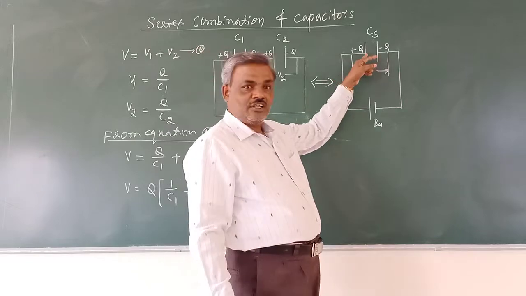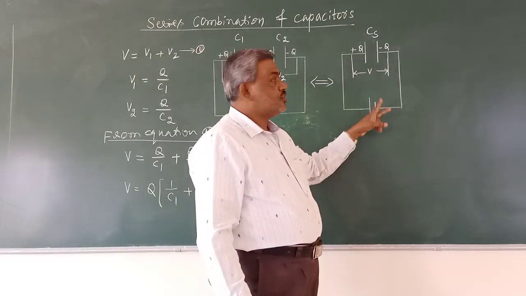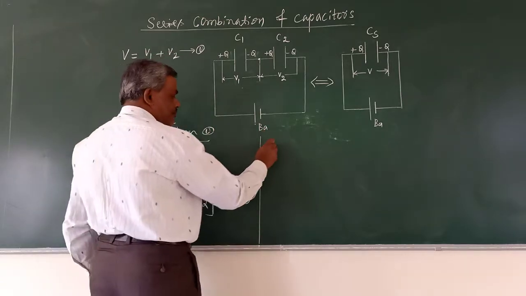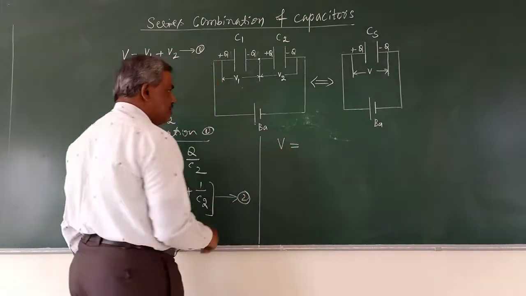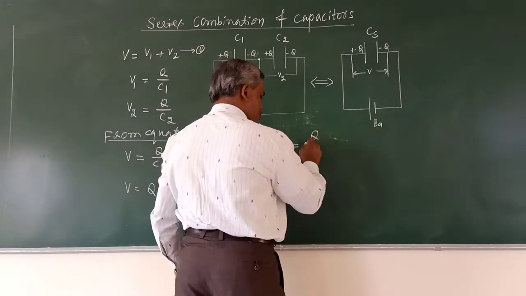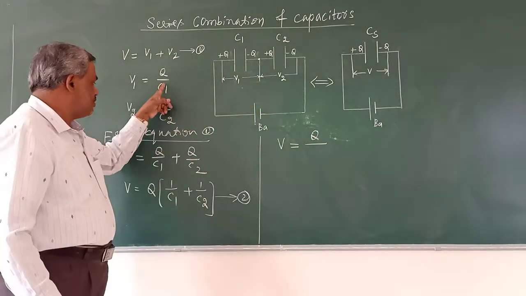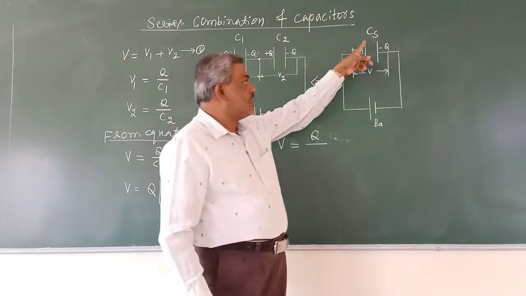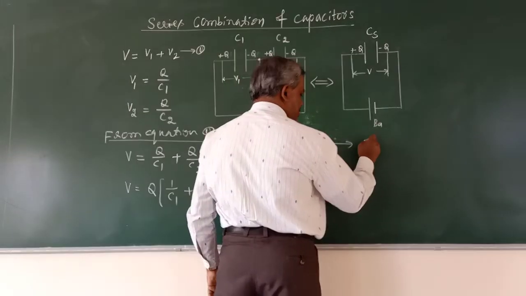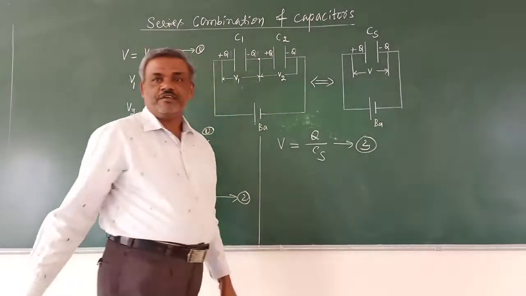So this capacitor is also connected to the battery. So the potential difference across the equivalent capacitance, now formula V equals what? Q by CS. Here C1 and C2 were there, but here we mention CS. This is equation number 3.